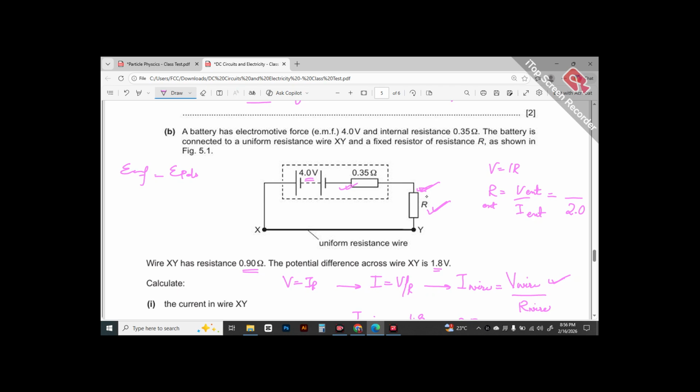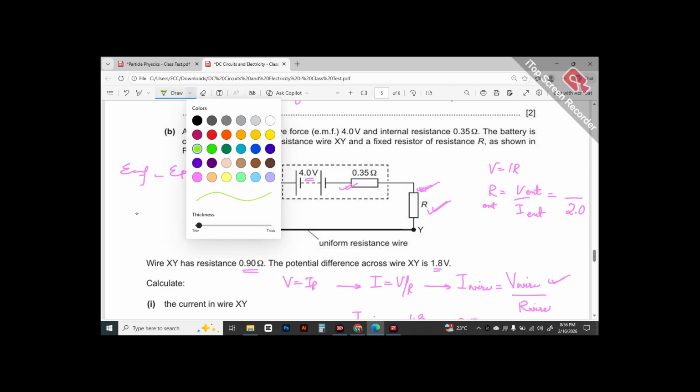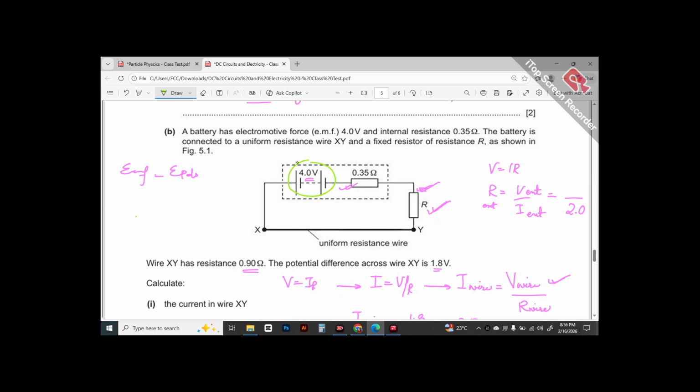How many EMFs are there? The only source is this one. So EMF की जगह we are going to write 4.0. The sum of potential drops. इस पूरे लूप में कहाँ potential drop हो रहा है?